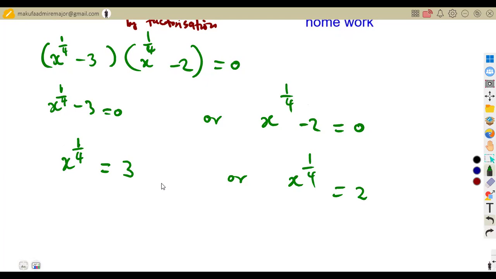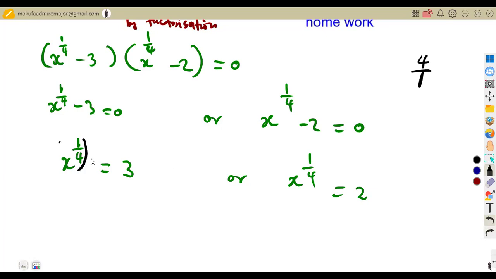How were we solving our equations before? Remember, we were looking for the reciprocal to remove the exponent, the 1/4. The reciprocal of 1/4 is 4/1. Check the introduction. Make sure that you watch the introduction of this. We had the class on this one. So we have to find the reciprocal.